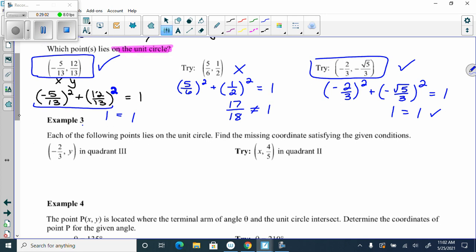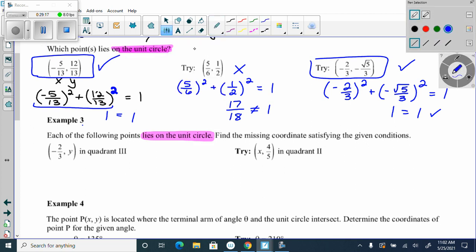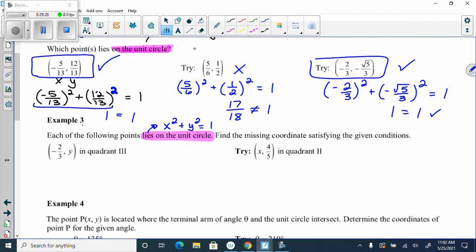Now this one says, each of the following points lies on the unit circle. Once again, we have "lies on the unit circle." In grade 12, I make my grade 12s do this too. I highlight it, and I immediately say, okay, then I can use the equation x squared plus y squared equals 1. If a coordinate lies on the unit circle, then it can fit into that formula, right?